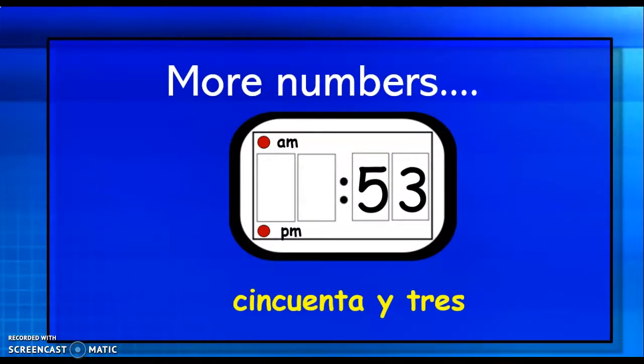53. Do you see that it's using the same pattern? That it's using the word for 40 or 50, and then it's using the word y for and then the number following, as in this example, 53. So literally 50 and 3. 53.